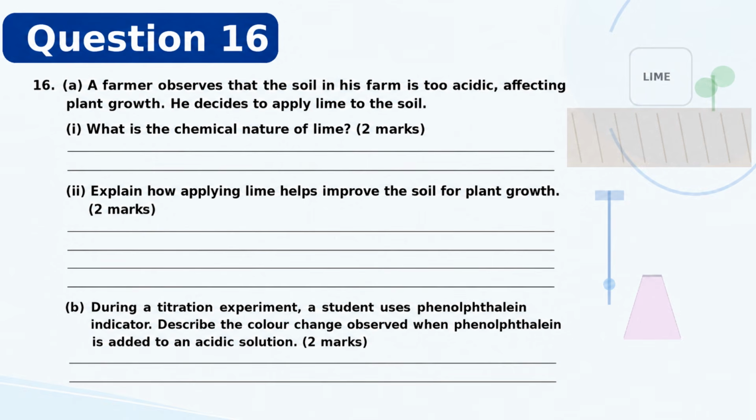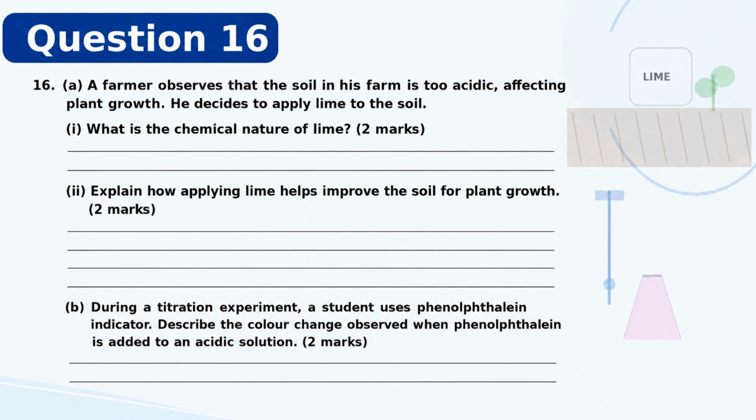A farmer observes that the soil on his farm is too acidic, affecting plant growth. He decides to apply lime to the soil. Question 1: what is the chemical nature of lime? I'm going to explain this question.